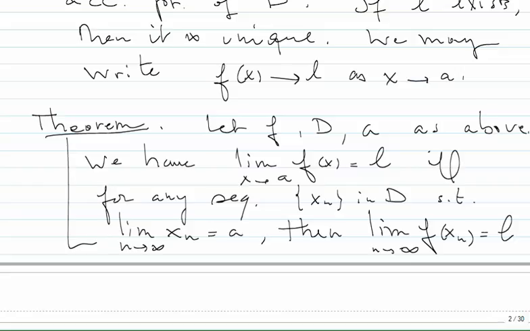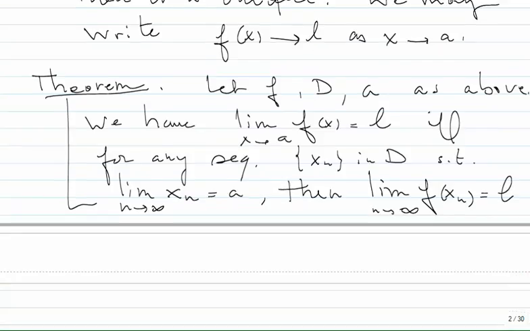So this is a sequential characterization of the limit using sequences for a function defined on metric spaces. The proof is exactly identical to the case of the real line and will be omitted. A student can look in any course on real analysis or real variable functions and will find this proof. It's a beautiful proof and it follows exactly the case of the real line. Let us make a little remark here.